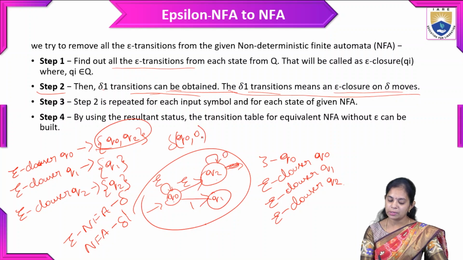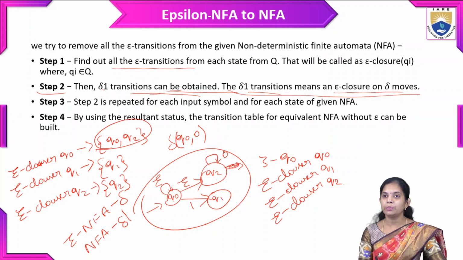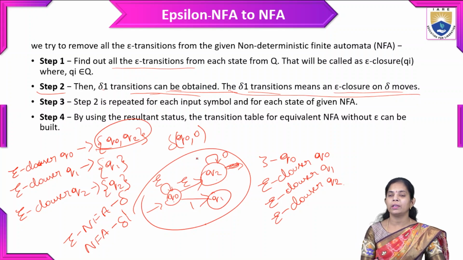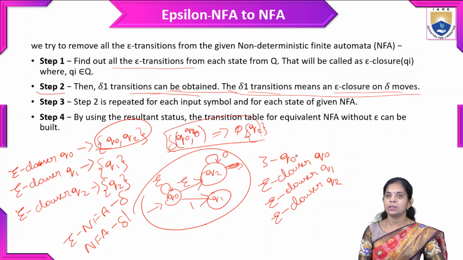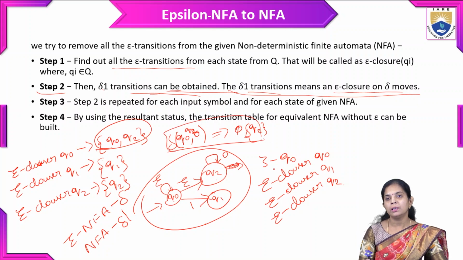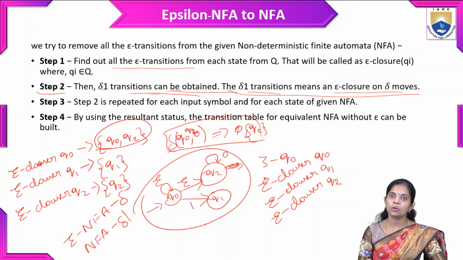So here we have 0. How many inputs are there? For every input we need to find the transitions. So here Q naught, comma Q2. The 0 input, which is leading from Q naught on 0, is nothing, so phi. And Q2 on 0 is having Q2. So the result is Q2 only. Like this we need to find the transition for the given epsilon closure values.